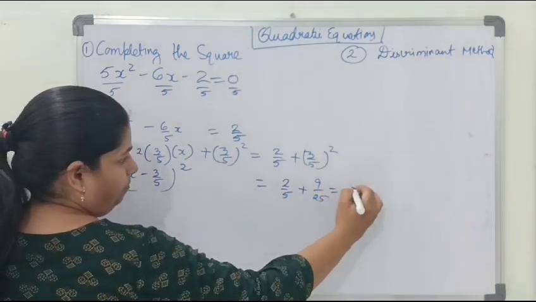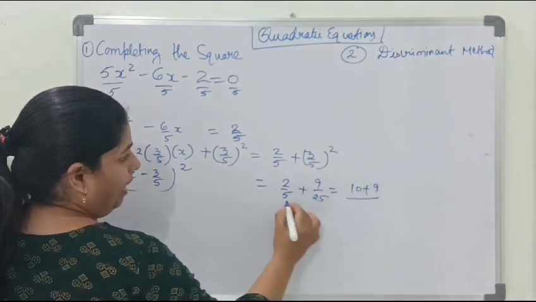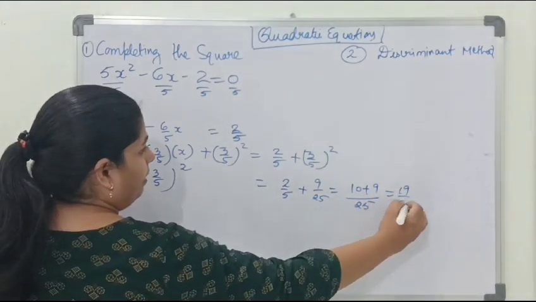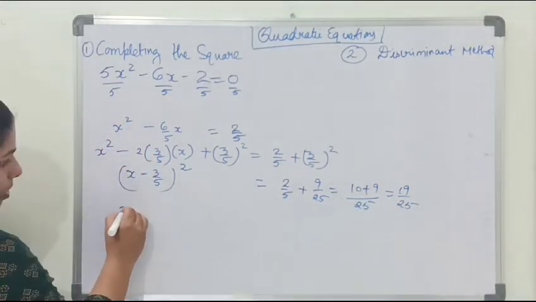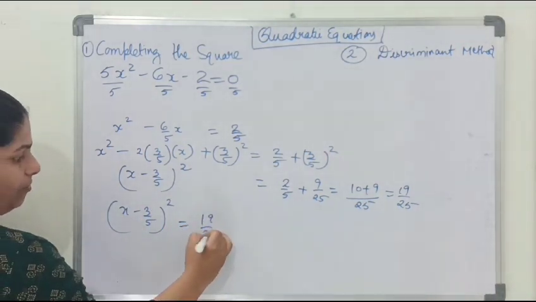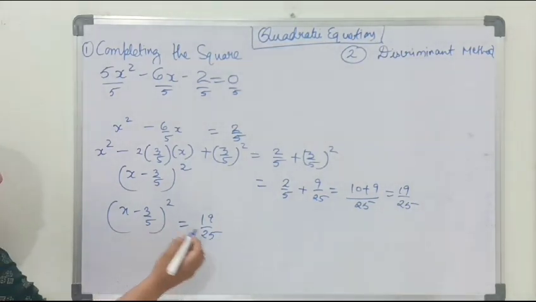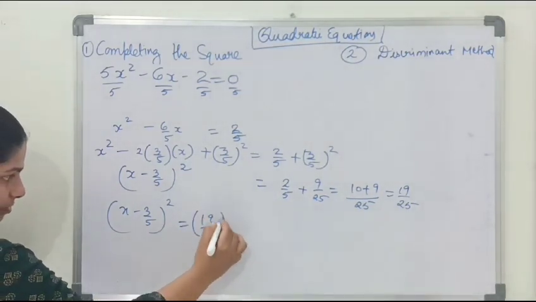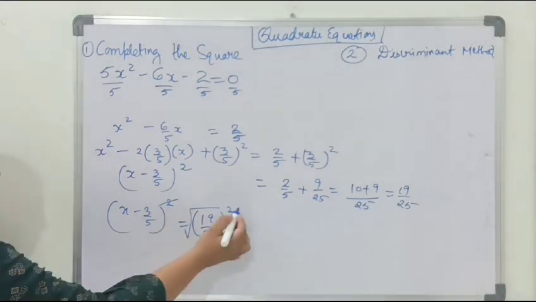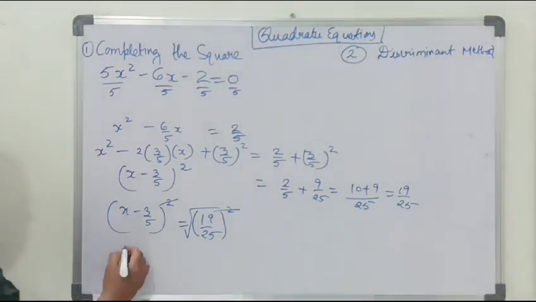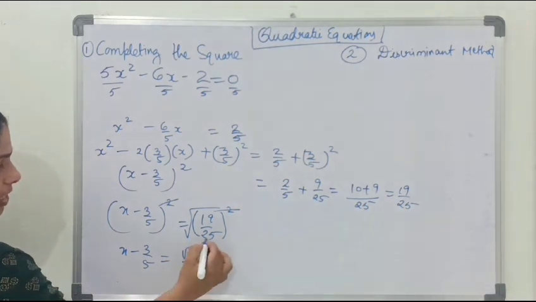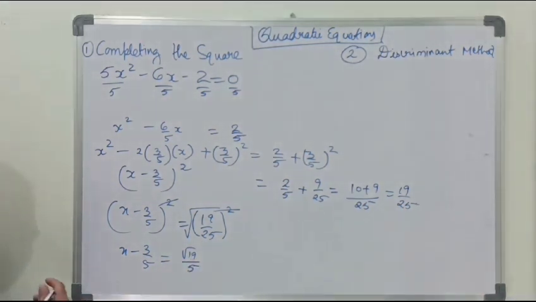Here, I have to add by taking the LCM: 2 by 5 plus 9 by 25. That will be 10 plus 9 by 25, right? That will be 19 by 25. So now I got x minus 3 by 5 whole square is equal to 19 by 25. Now I will take the square root, and I will be cancelling the squares on both sides. I will be getting x minus 3 by 5 is equal to under root 19 by, what is root 25? It is 5.